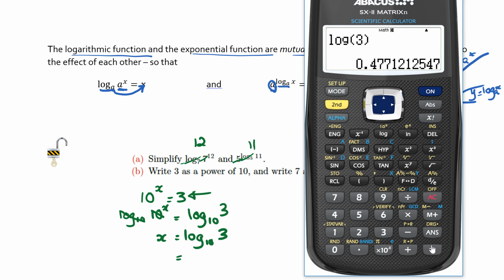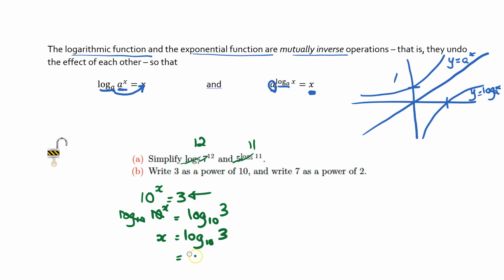And if I think about whether that makes sense or not, then 0.477 is about 0.5, and 0.5 is a half, so 10 raised to the half, square root of 10, is that around about 3? And of course it is. So it does actually make sense, so I can work back and get my answer. 0.477.